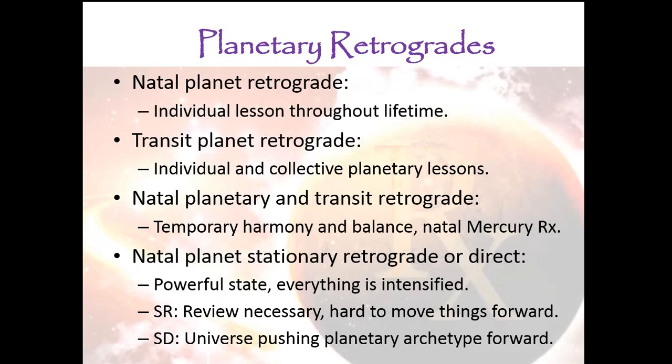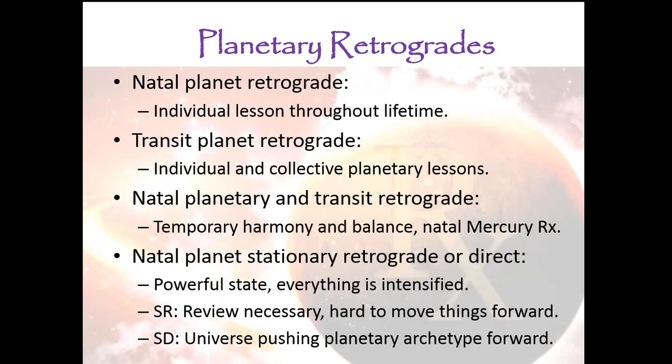So when it goes retrograde by transit, there's going to be a temporary harmony and balance. We're going to be in that flow to really break free, bust out of all of the conditioning factors of Neptune. We'll look at these in a minute. If you're born with a natal planet either stationary retrograde or stationary direct, it creates a pretty powerful state. Everything is more intense. The planet is slowed down. It appears to be standing still.